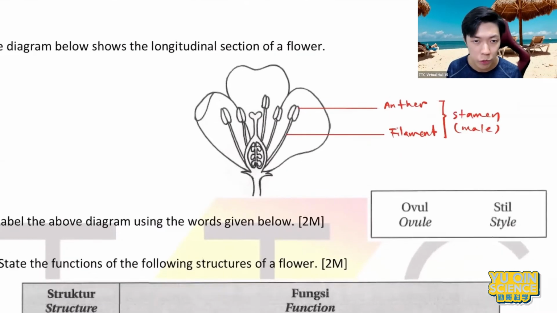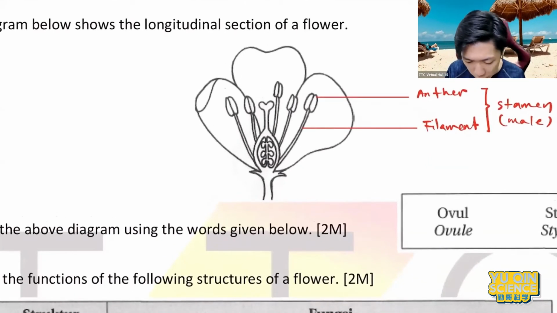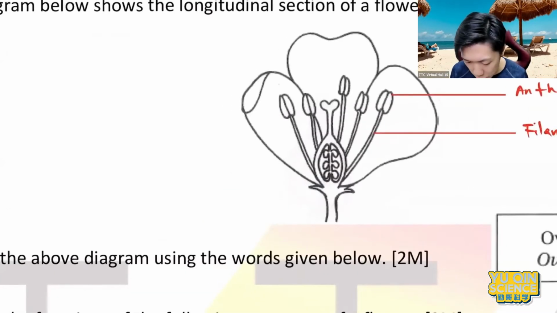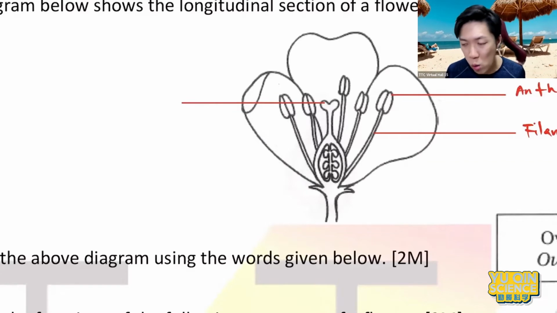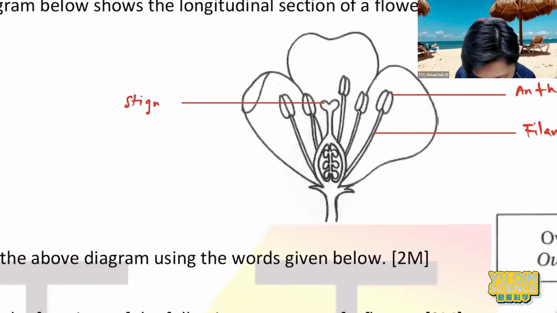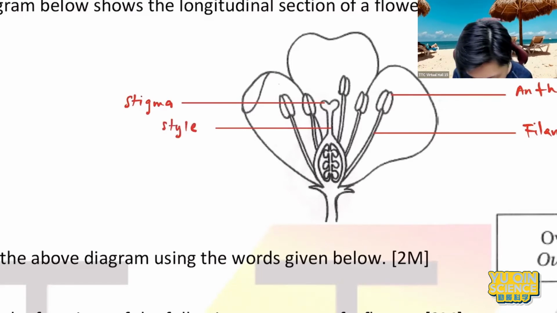Female, all good. Let's label on the left side. Female is everything at the center, the female part of the flower. Okay, so like the top part. So female is very simple. Just remember S-S-O-O, S-S-O-O. So the top part, it's called the stigma. The middle part, it's called the style. So S-S and then O-O.